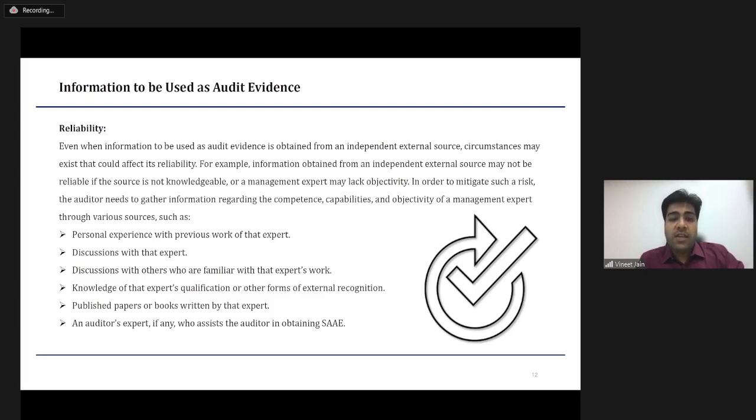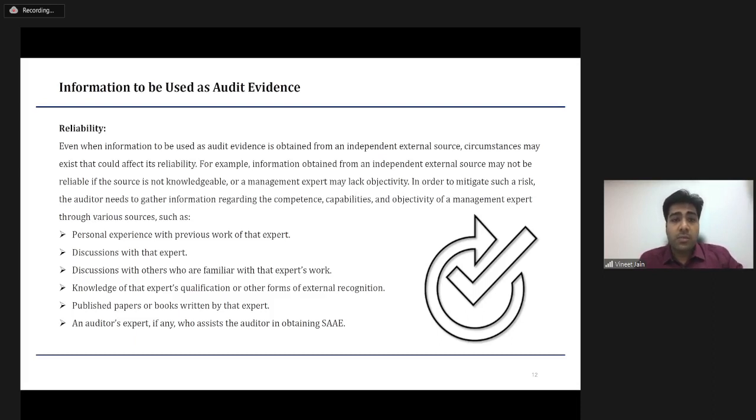So relevance and reliability are the two major factors which affect the information to be used as audit evidence. Whenever the information reliability is high, we need to ensure that the source and the nature of that information are much more reliable, while considering it as sufficient appropriate audit evidence.